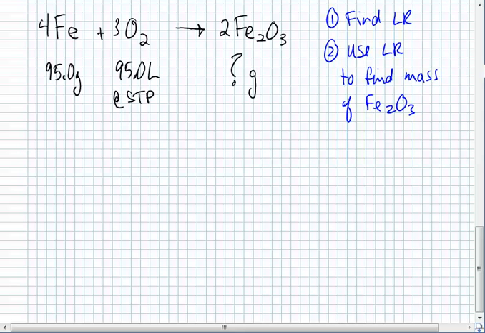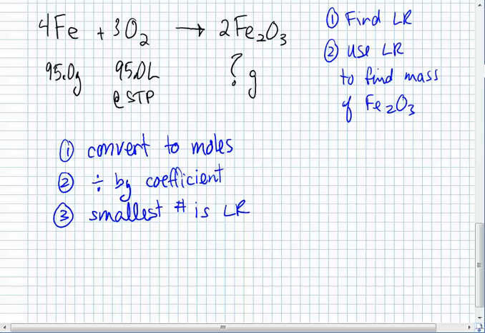That is to find the limiting reactant. We're going to do that by converting both of them to moles, dividing by the coefficients, and the lowest number is going to be our limiting reactant. Once we figure out what the limiting reactant is, that's our starting point to determine how much of our product we're going to make. Then it'll become a problem like we did at the beginning of class, converting either mass or volume of one of the reactants into the mass of our iron 3 oxide.